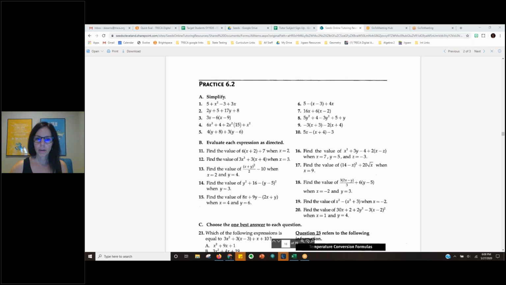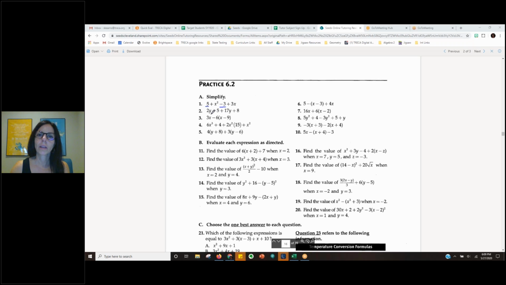So right here, if you look at the top, number 1, it deals with terms. There's 4 different terms, and they want you to simplify. So what they're asking you to do is put the common terms together. I'm going to look at the 4 terms. I have a plain old 5, there's no x's with it. Then I have an x that's squared. Then I have a plain old 3, no x's with it. Then I have a 3x. So the only terms that can truly be put together are the 5 and the 3.